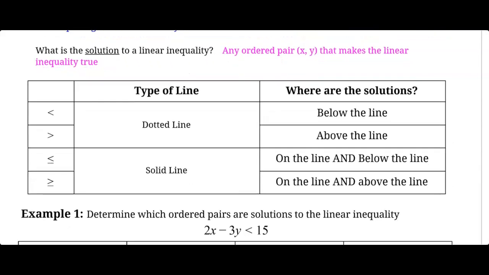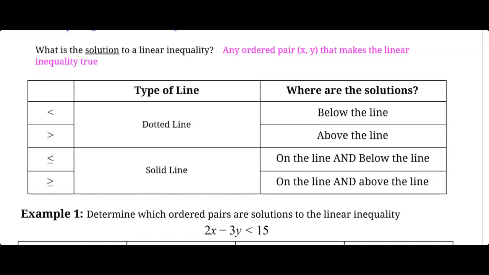So when we look at it graphically, we can think of it in these terms to help us. Remember that this is our less than symbol. This is our greater than symbol. This is our less than or equal to symbol. And this is our greater than or equal to symbol. Whenever we have a less than or a greater than, we get a dotted line. So they're both dotted, and then the solutions will occur either below or above. Below for less than, above for greater than.